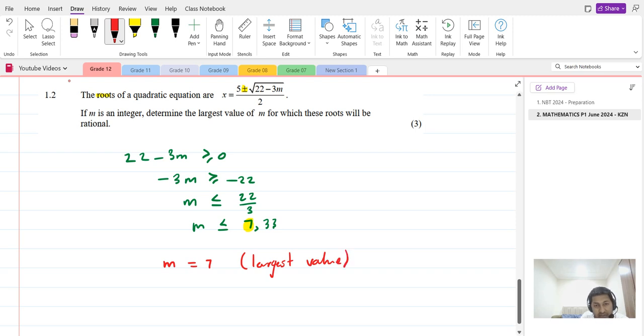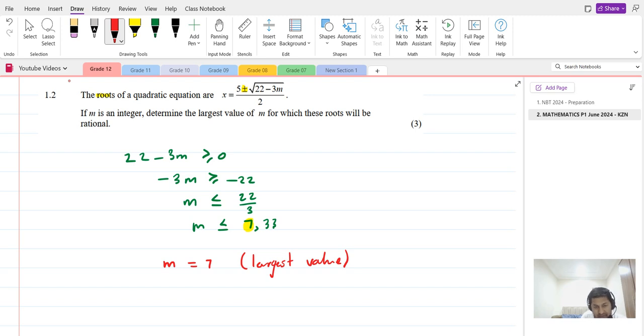Largest value of m for which these roots will be rational. Is it rational now? Put 7 inside. 22 minus 3 times 7 will give me 22 minus 21, which is 1. Square root of 1 is 1. So 1 is a perfect square, so then this will become rational.